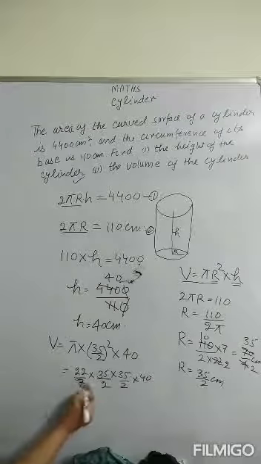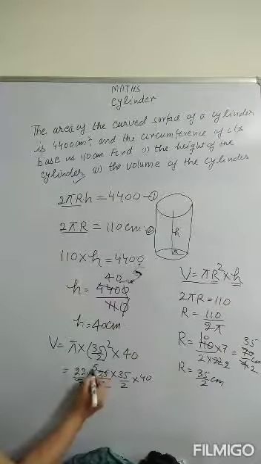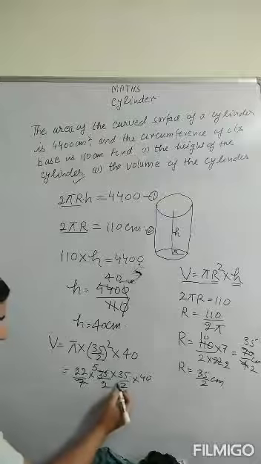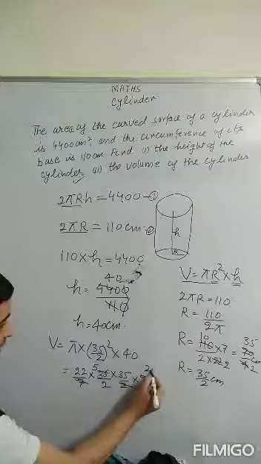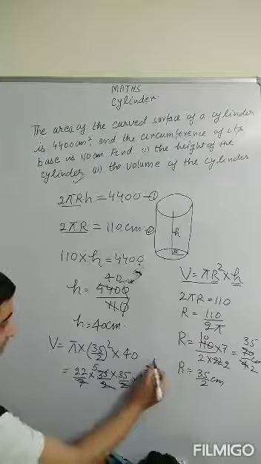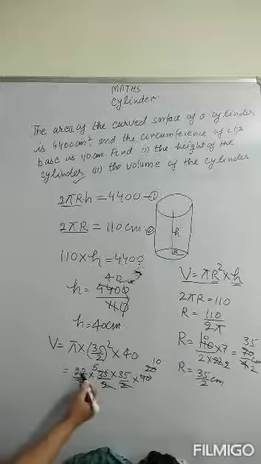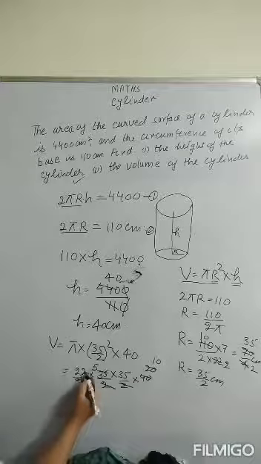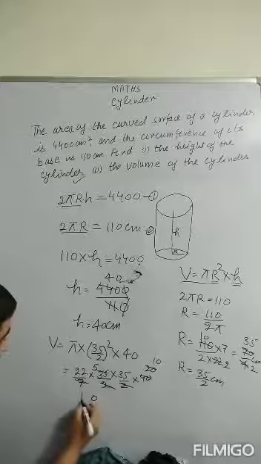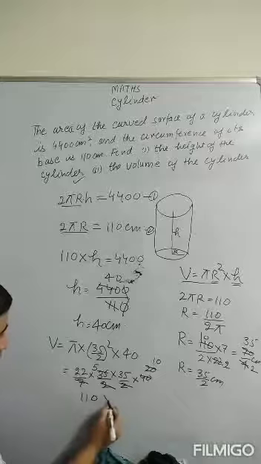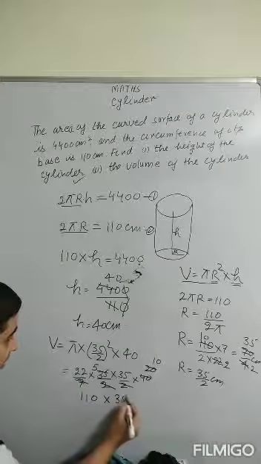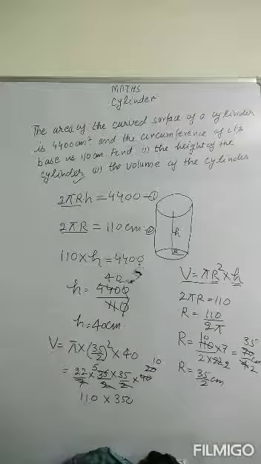Got it? With 7 you can cancel it. 7 5s are 35. Right? With 2 you can cancel it 20 times. With this other 2 you can cancel it how many times? 10 times. Got it? Now if you multiply this, this will be how much? 22 into 5, 110, into 350. 35 into 10, 350. Right?